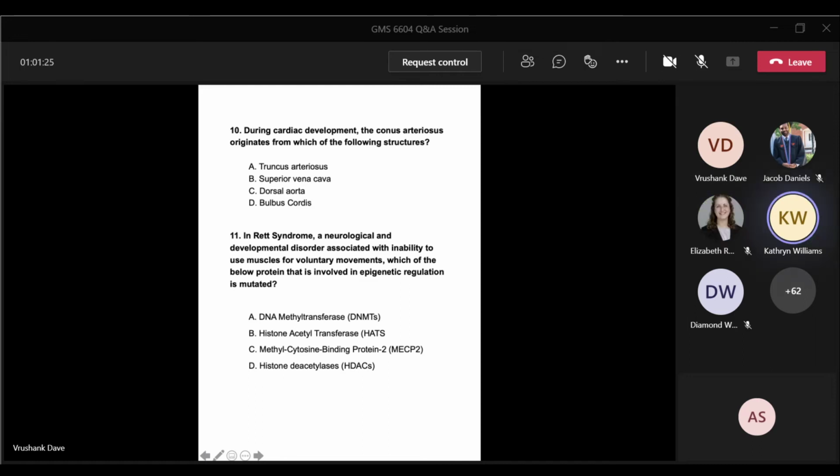During cardiac development, the conus arteriosus originates from which of the following structures? I believe this is going to be a little tough. Let's see. Is it D? That's correct. I think you guys have got it. I don't have to worry at all. So you know there are 3 structures, right? And conus arteriosus is one of them, from the bulbus cordis, right? Yes. Okay. So you have understood it well. Great. Number 11.